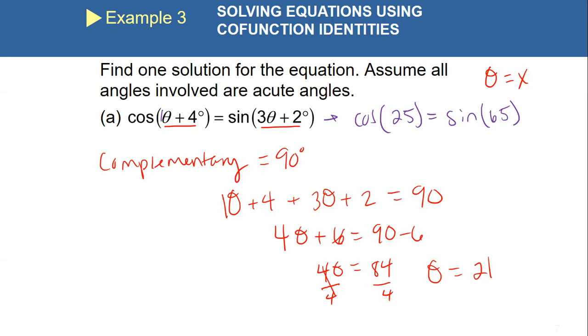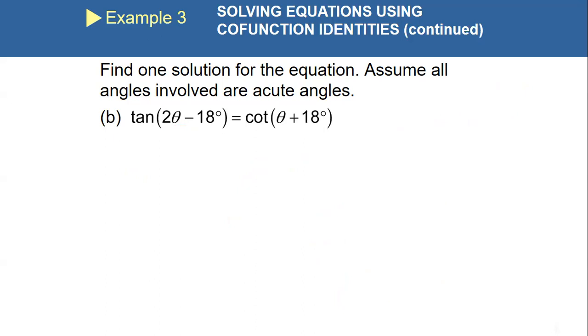Okay, your turn. So here you have tan of 2 theta minus 18 theta equals cotangent. Because I have tan equal to cotangent of something, that lets me know that these are cofunctions and that these two have to do what? Equal 90. Go ahead and solve.